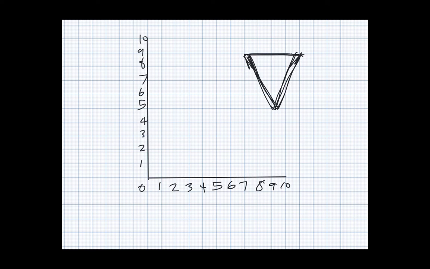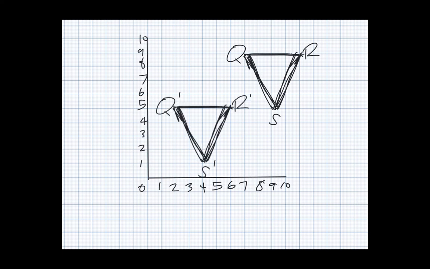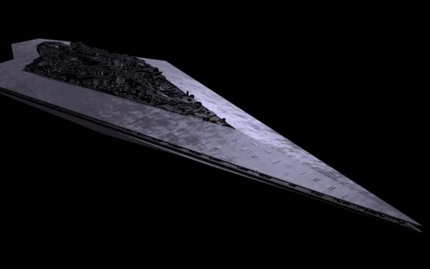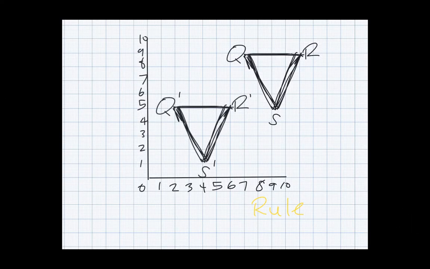They're bad guys, right? Okay, so we got the Star Destroyer on that point, and let's call the Star Destroyer QRS right there. Now, I've got Star Destroyer Prime, QRS Prime, right here. Can you please come up with the rule, write it down, and tell me what the rule is to translate Star Destroyer or triangle QRS to QRS Prime. Press pause and try and figure it out.